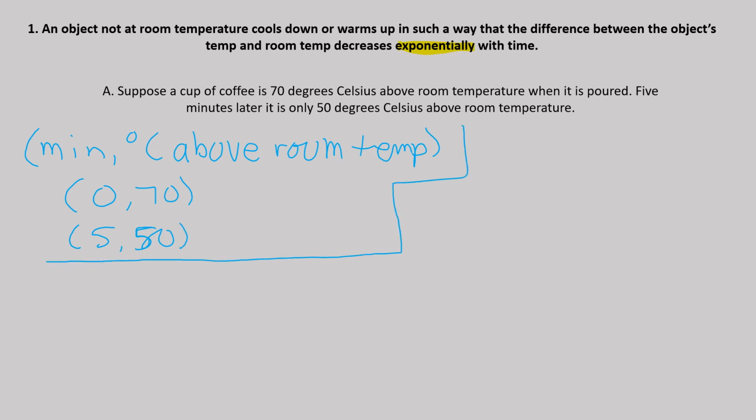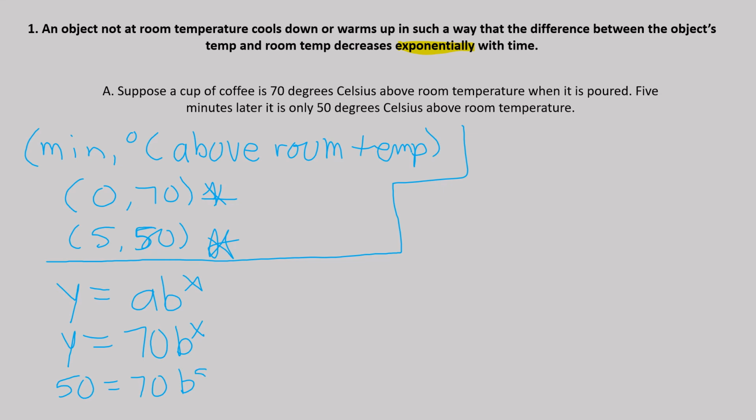All right, so we are going to plug these in for y equals a b to the x, which is our exponential equation. First of all, we know an intercept here with the 70, so we are going to plug that in for the a, and we're going to plug in our other points for y and x. So we will have 50 equals 70 b to the 5. And if you solve that out, you're going to get b is approximately equal to 0.935.